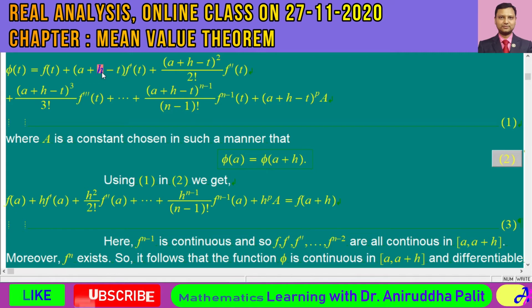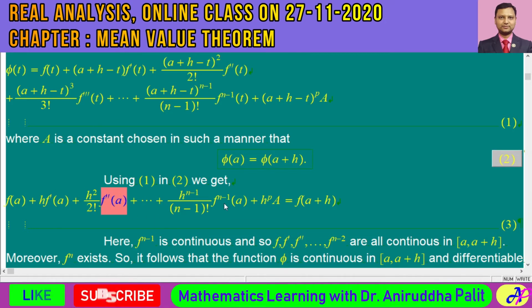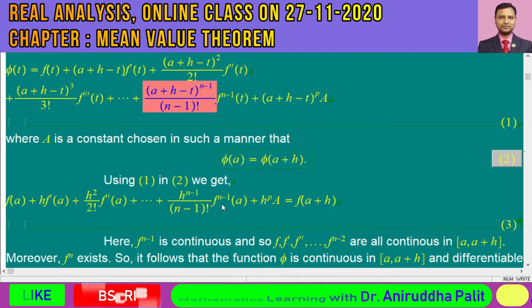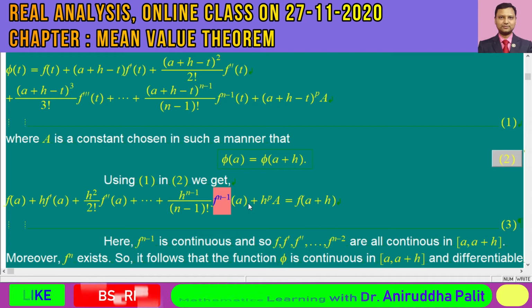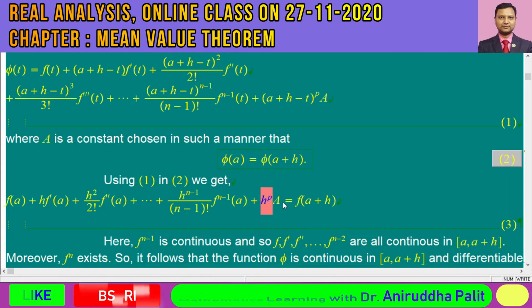You will always have h. So from this first factor you will have h into f dash of a, because you are putting t equal to a. Similarly, you will get h square by factorial 2 into f double dash a, and so on. Finally, in this term you will have h to the power of n minus 1 by factorial of n minus 1 f^(n-1) at the point a, plus this extra term h to the power of p into capital A.